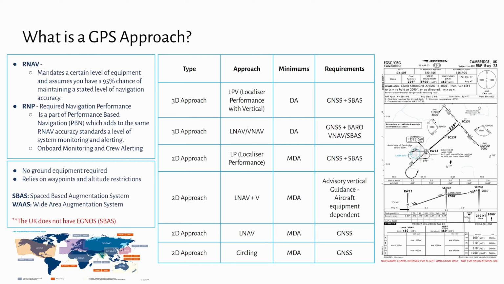RNAV mandates a certain level of equipment and assumes you have a 95% chance of maintaining a stated level of navigation accuracy. Whereas RNP, which is required navigation performance, is the same as the above. However, it includes onboard monitoring and crew alerting. So basically, you know how close you are to your track, and it alerts you if you're not. That's why RNP is used during approaches.